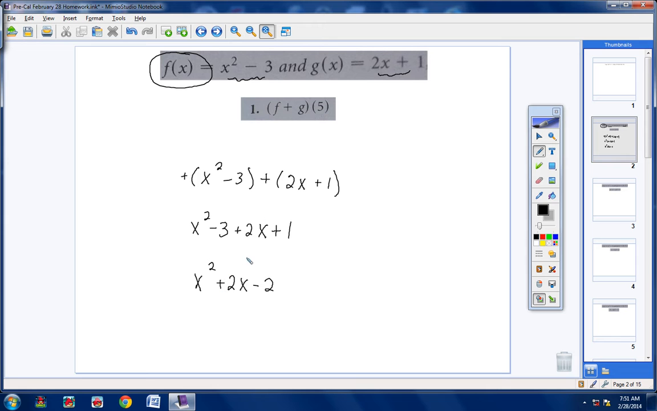Now they want us to put 5 in and evaluate this function at 5. So I have 5 squared plus 2 times 5 minus 2. Everywhere there's an x, I substitute a 5. Well, obviously 5 times 5 is 25. 2 times 5 is 10. Bring down your negative 2, and the answer would be 33 when you combine those numbers correctly. Alright, pretty simple stuff. Let's move on now to number 3.